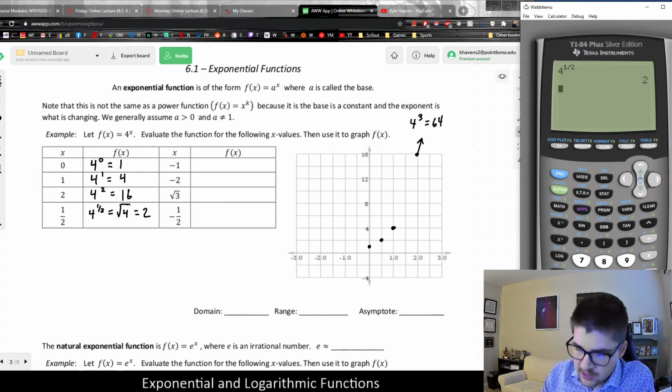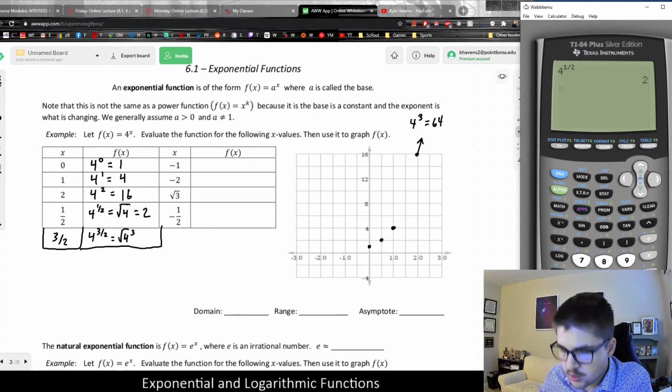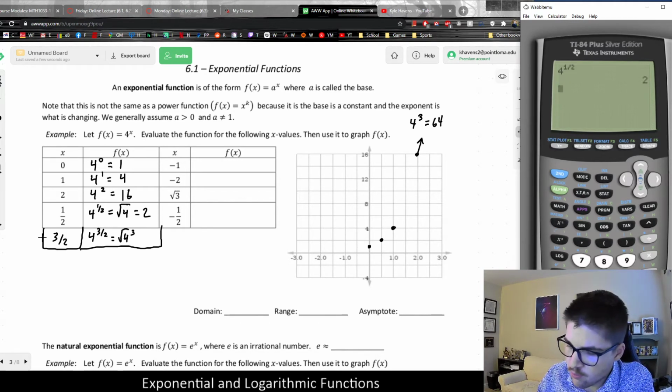And another one, I'll go ahead and add another value to my table here: what about 3/2, just to make my graph as good as possible. If I was to do 4 to the 3/2 power, that would be equal to the square root of 4 cubed, which would just be 2 cubed. And again, these are all properties from algebra. I'll go ahead and write the property on the screen, if this is one you've forgotten. This would always be equivalent to the nth root of a raised to the n power.